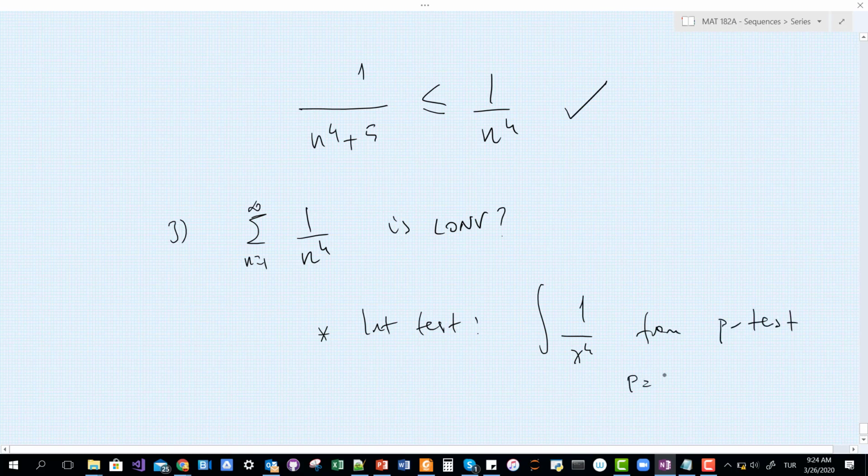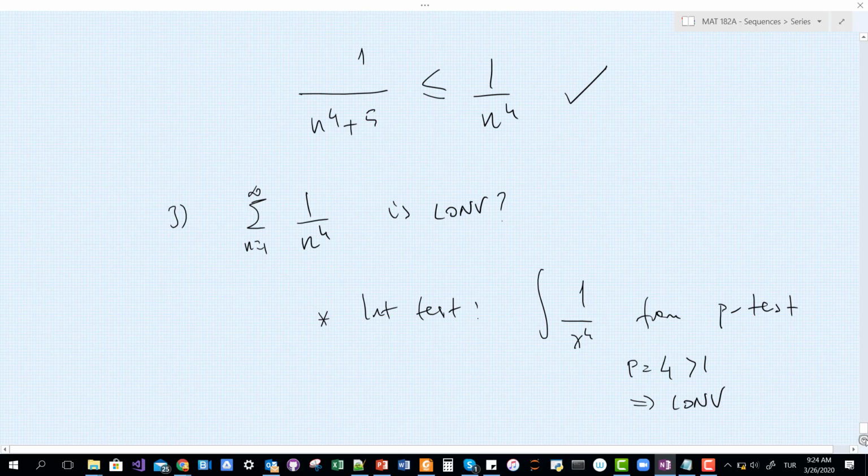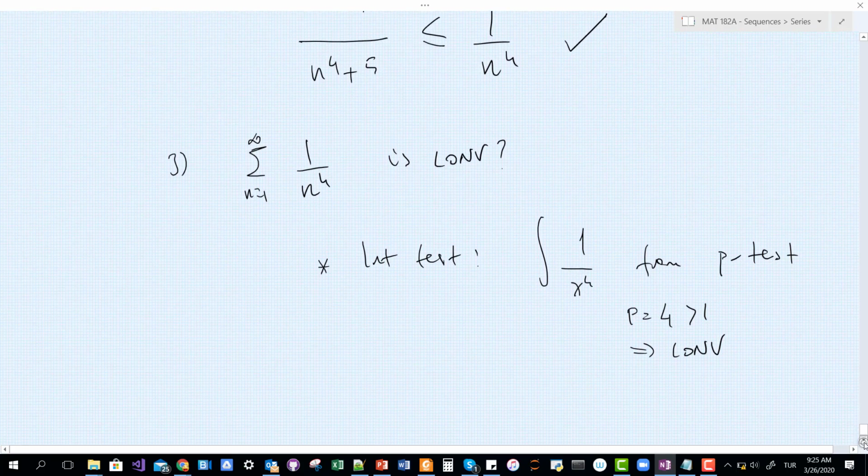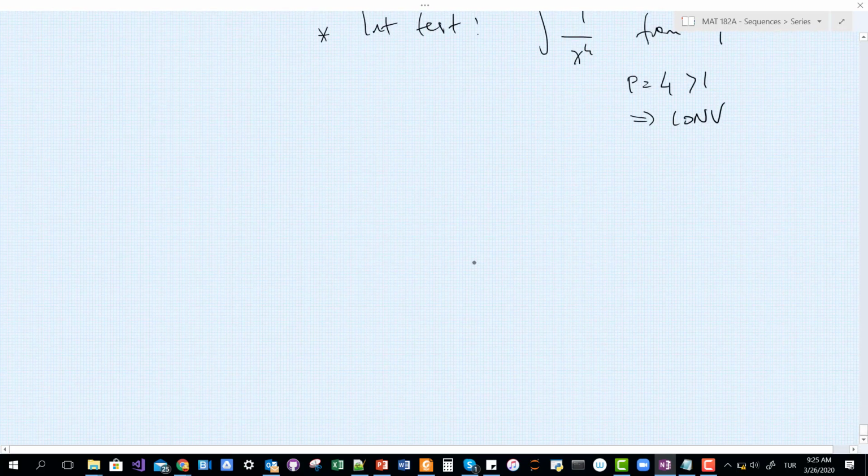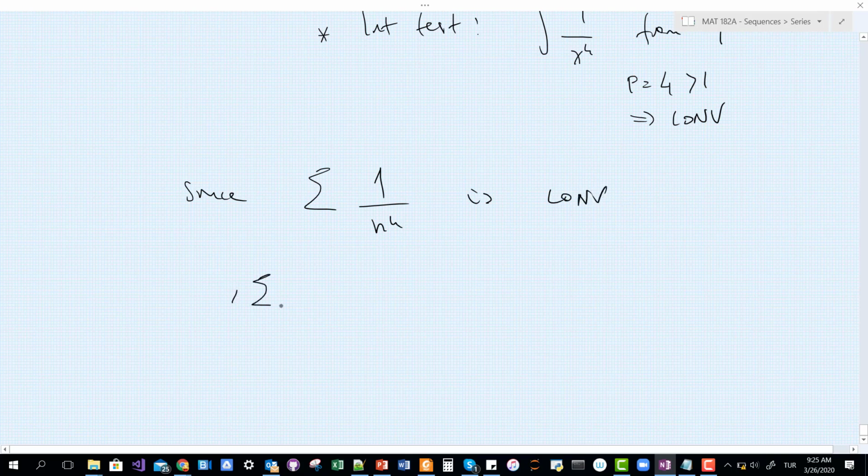Since p is equal to 4, bigger than 1, this is going to be convergent, right? That is why, look at that, if Bn is convergent, since 1 over n to the 4 is convergent, right? And 1 over n to the 4 plus 5 is convergent due to, right, the comparison test.